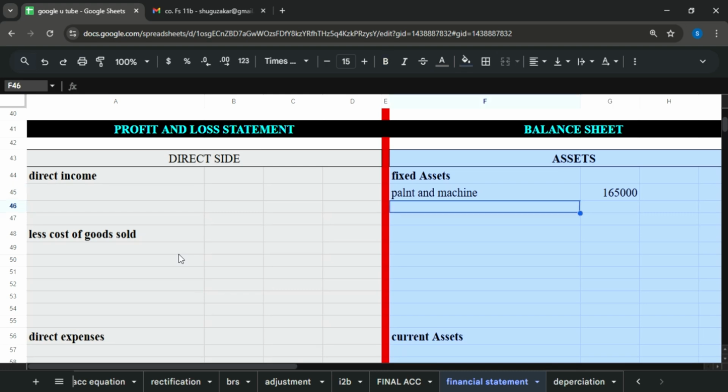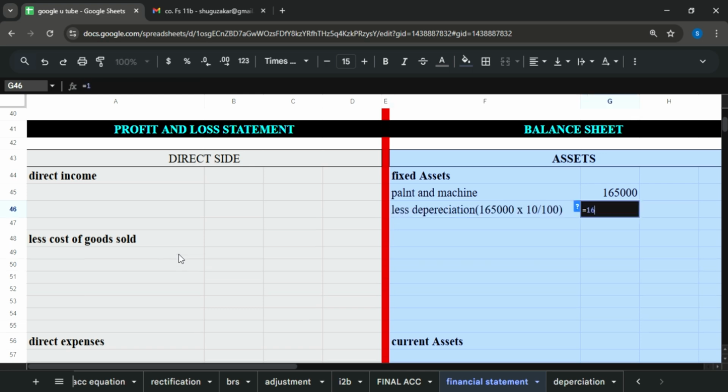So we will be calculating its depreciation, and it is said 10%. So what you will do is 165,000 multiplied by 10%. So guys, what is 165,000? That is the amount of the asset, that means plant and machinery, and then multiply by 10 divided by 100, which is the rate of depreciation described in the book.